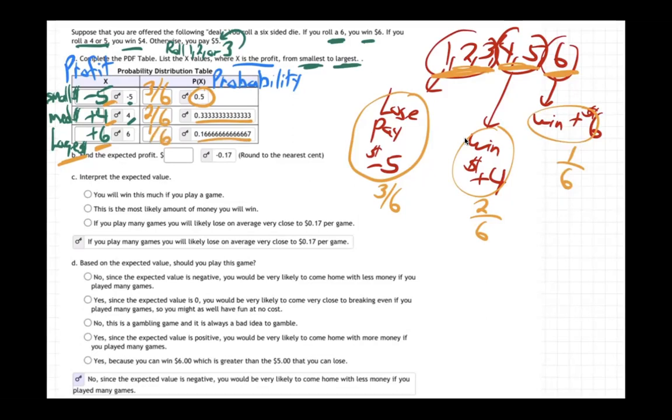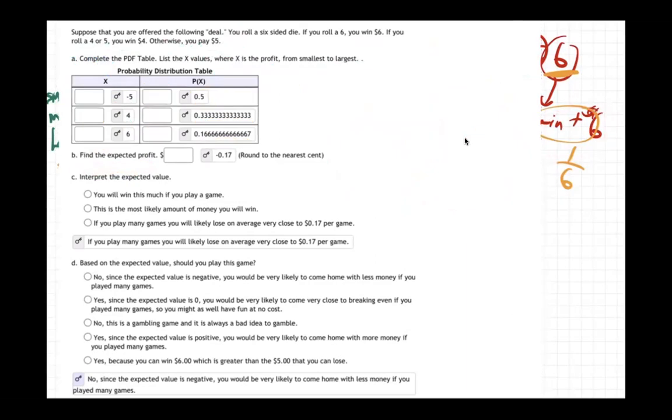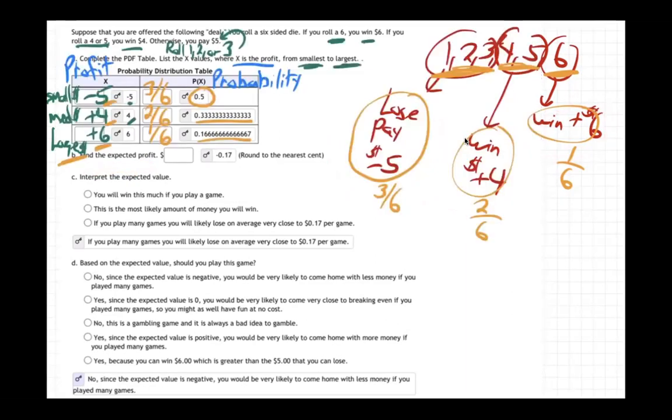Okay, now final, well, not final, but really important question. Find the expected profit. So in the end, what are you going to win or lose? What do you expect on average to happen as you play this game? Of course, you can lose, you can win. What's going to happen on average? That's what expected profit is. It's the average result you expect to happen.